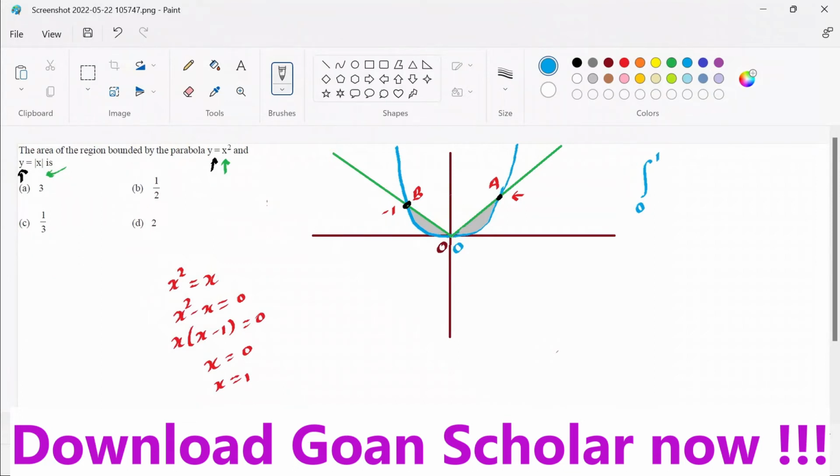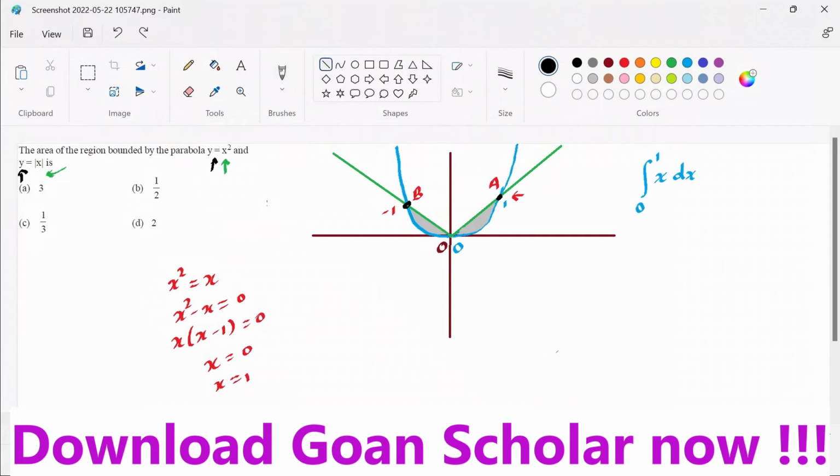Green one is what? Modulus function. So it's in the first quadrant, so it will give you x only. No need of taking the negative sign. So integral of x dx from 0 to 1. What is x? y. Look at this equation. So this will give us what? This will give us the area under the curve.